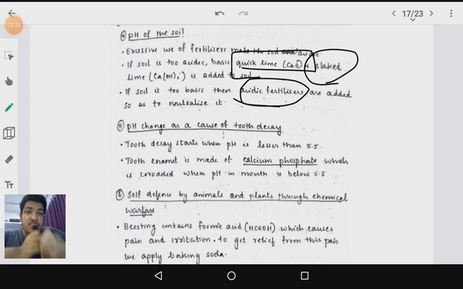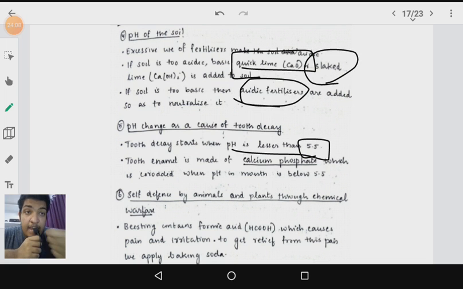Next is the pH change as a cause of tooth decay. Now tooth decay starts when the pH is lesser than 5.5. Now how does the pH in our mouth become less than 5.5? It is due to the acid producing microbes which are present inside our mouth. Now, when the pH is less than 5.5, what happens is that our enamel, which is the outermost covering of our tooth, which is made up of calcium phosphate, gets corroded, and this corrosion will result in tooth decay.